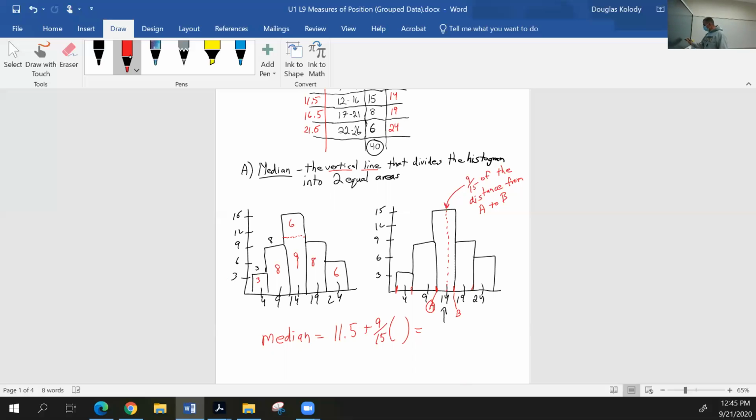So then I just multiply. I start at point A, which is this, and I add 9/15 of that width, of that distance from point A to point B, and what I get is a number. And that number is the median. Congratulations. We've just found the median of a set of grouped data. Woohoo! I know, you guys are all pumped.